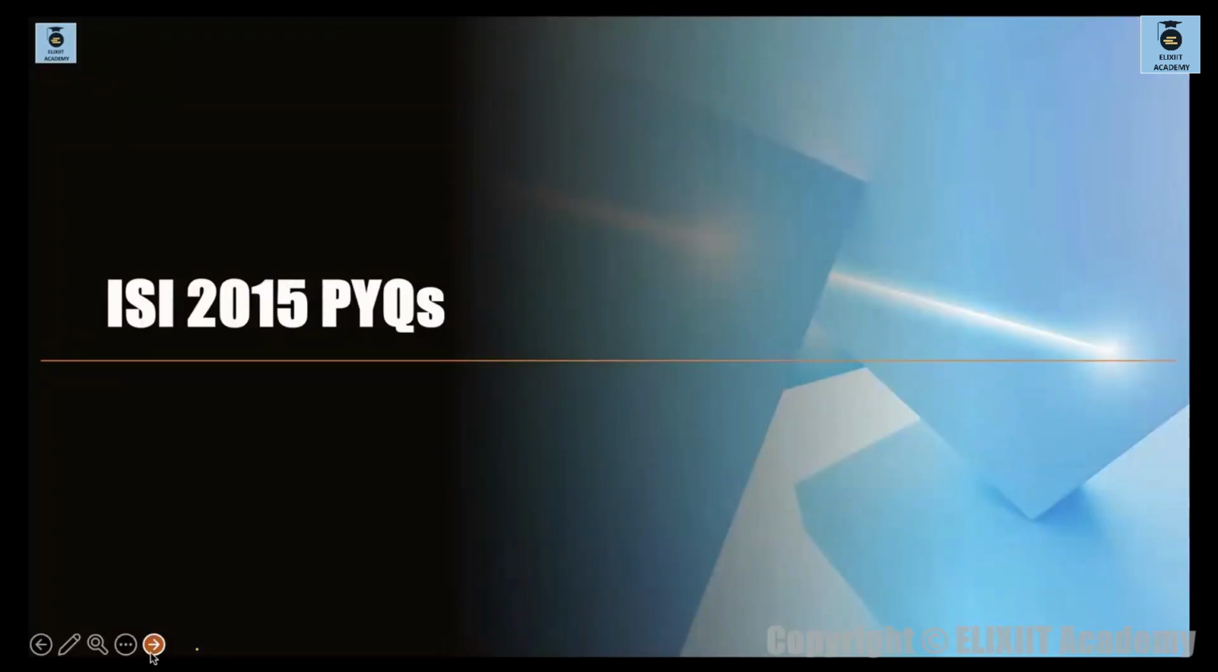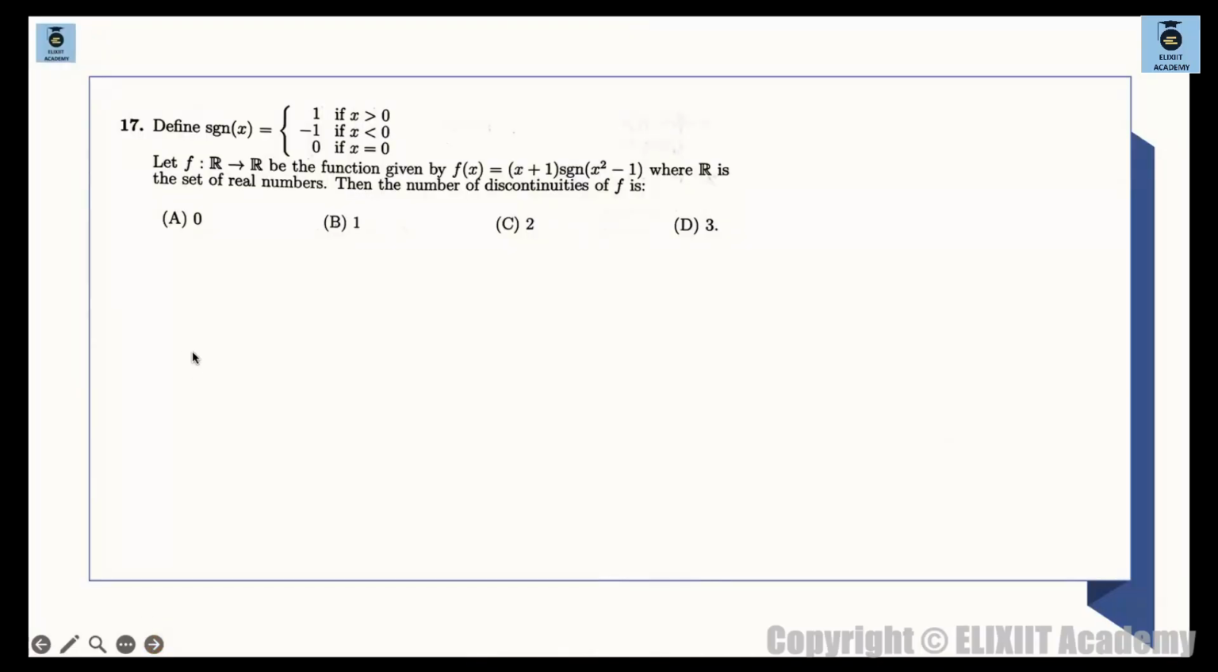Okay, next we move on to 2015 PYQs. So here we have the first question, which says that defines signum of x to be this. It's a standard function you people know. Let f from R to R be the function given by fx is equal to x plus 1 into signum x square minus 1, where R is the set of all real numbers. We have to find the number of discontinuities of f. So first we need to define this function. fx is x plus 1 times signum of x square minus 1. We'll define this function first.